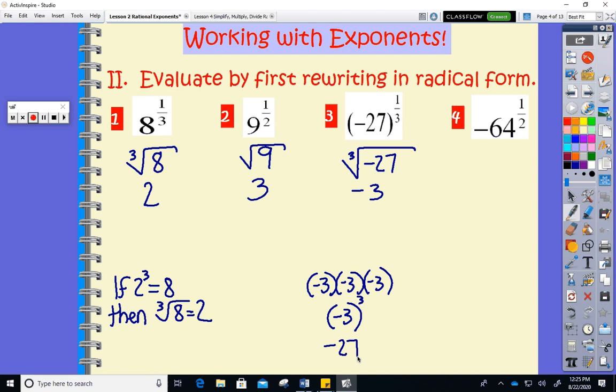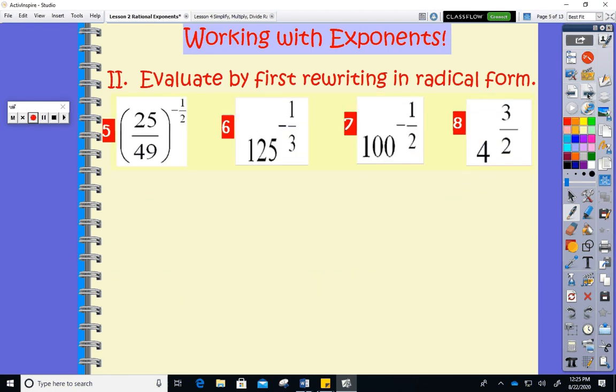Now on the next one, I need to realize that if the negative is not already in parentheses, then interpret it like this. It's actually the problem negative 1 times 64 to the 1/2 power. So if the negative is not grouped in the parentheses like it was on problem 3, then you're not taking the square root of a negative number, you're taking the square root of a number and multiplying by -1. So we need to make sure you're okay with that. So this is -1 times the square root of 64. So do you see that that would be -8?